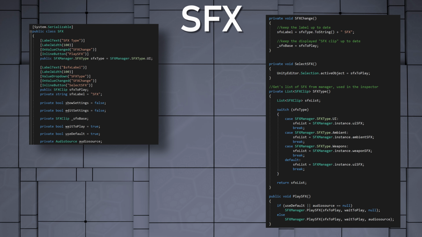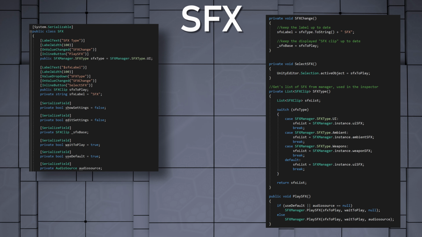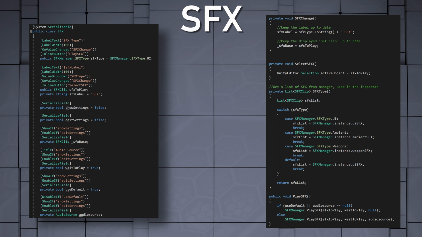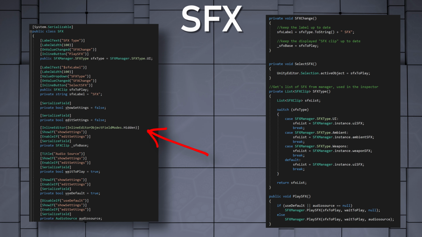The rest of the variables are all private, but we want to be able to access them in the inspector, so we can add the serialized field attribute to all of them. Then with one exception, all the rest of the attributes added will be showIf, disableIf, and enableIf, using the Boolean values to control the visibility of the fields. The one exception is an inline editor added to the sound effects clip so that the full inspector is shown. This will allow us to edit the settings in the inspector rather than needing to find the scriptable object in the project. And that's it. The system is now complete and ready to be implemented.